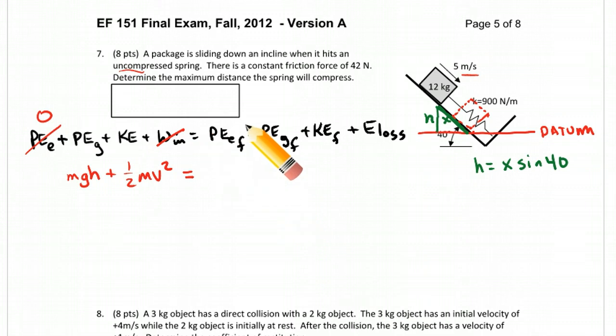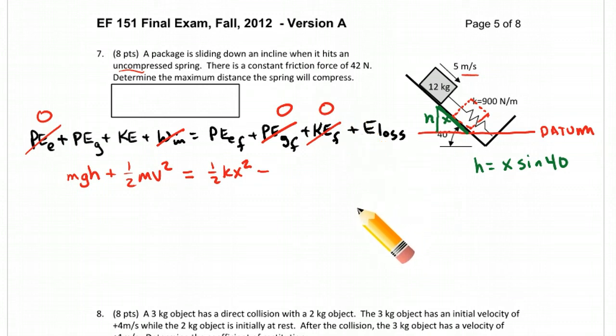Okay, our final potential energy, elastic, is going to be 1/2 kx squared. The distance it slides is the amount the spring is compressed. Our final gravitational potential energy is 0. When it's at its maximum compression point, the velocity is going to be 0. Okay, so no kinetic energy. And energy loss, we do have a friction force here. So that's going to be a force times the distance it slides, which is this x distance we've defined.